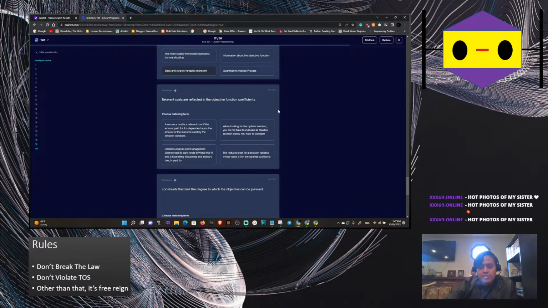Relevant costs are reflected in the objective function coefficients. Resource cost is a relevant cost if the amount paid for it is determined by the amount of the resources used by the decision variables. Yeah, it's that one I'm asking about. I mean, I don't know. We answered this before. And it's A?